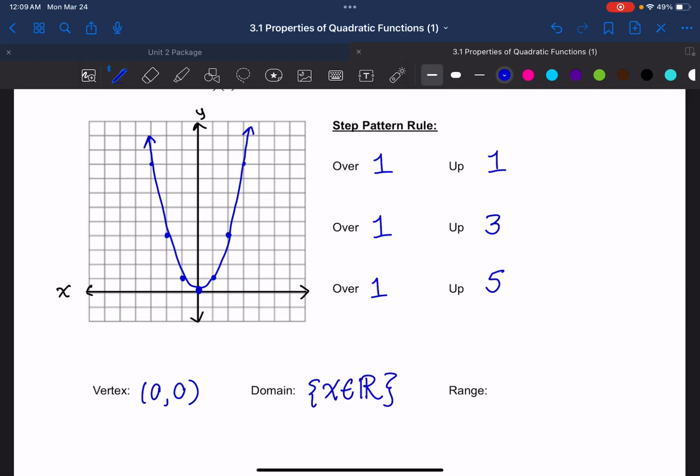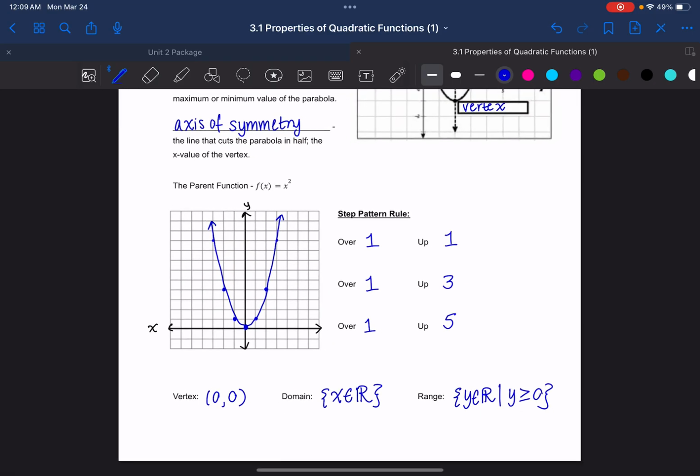However, for the range, which is all the y values that this parabola can be, we see that we're kind of restricted to only positive values here. It's not going to dip into the negatives all of a sudden and change direction. It's only going to get more positively large. So I've got to say that y ∈ ℝ such that y is greater than or equal to 0. And that is your standard parabola.